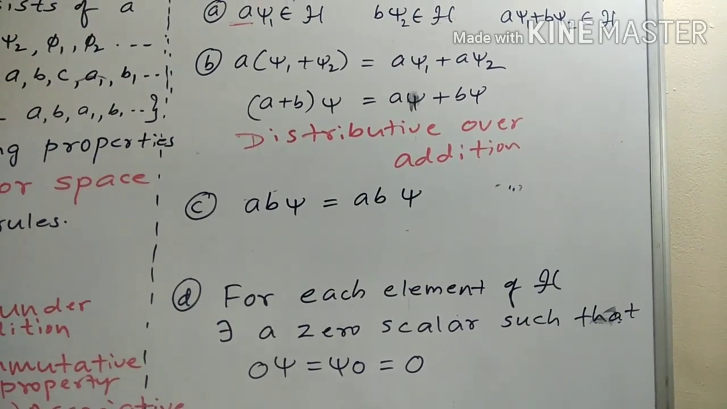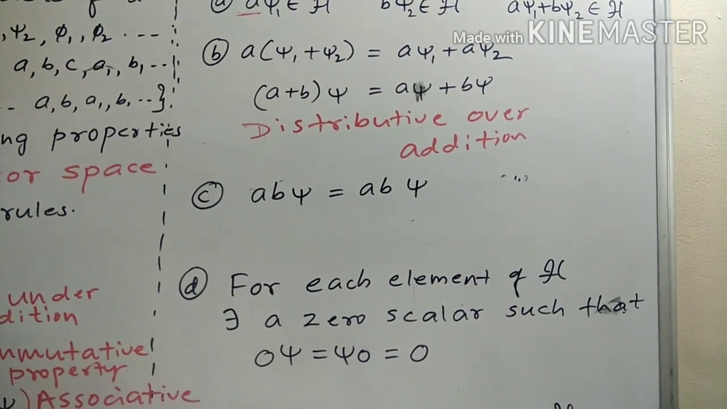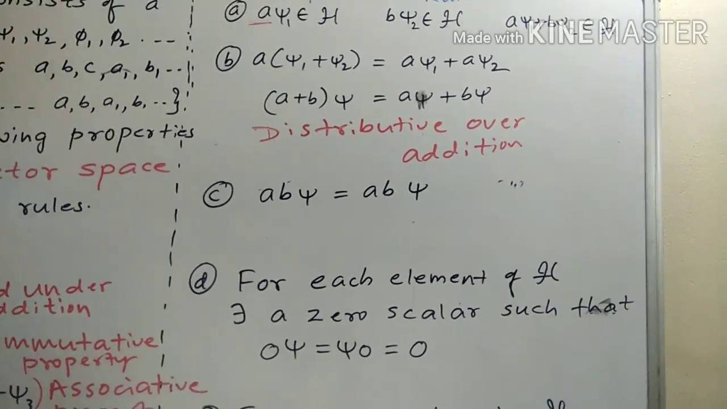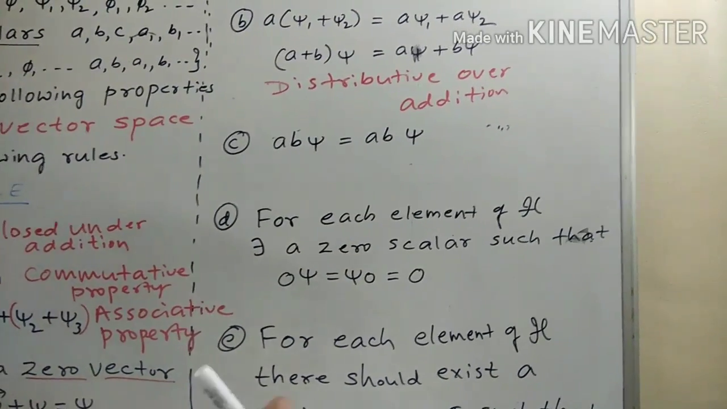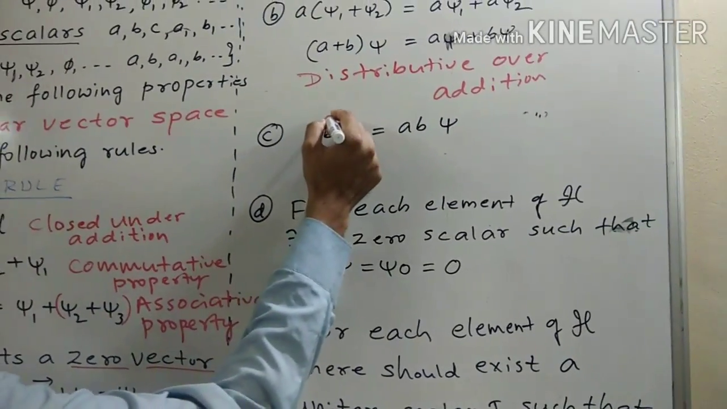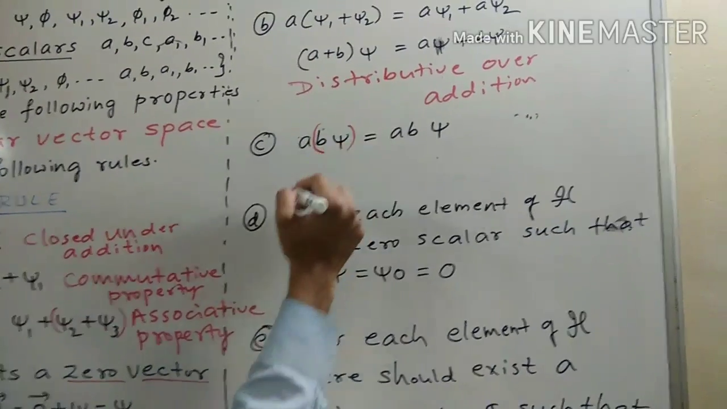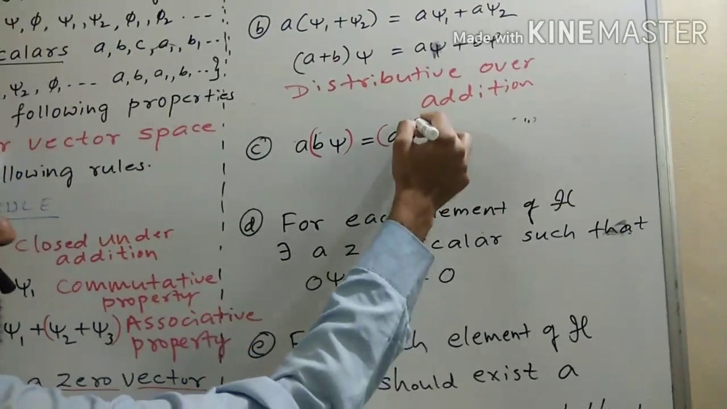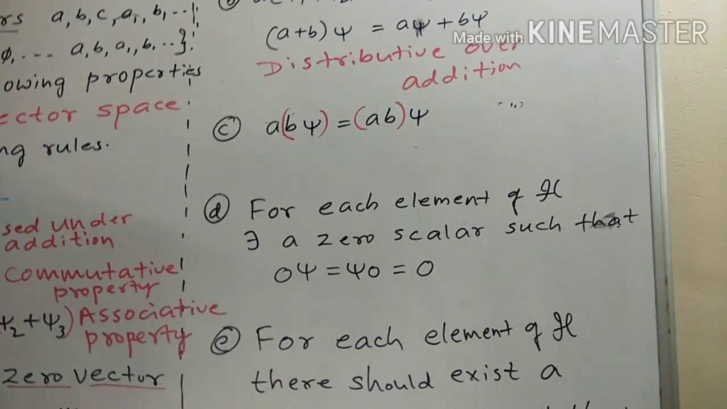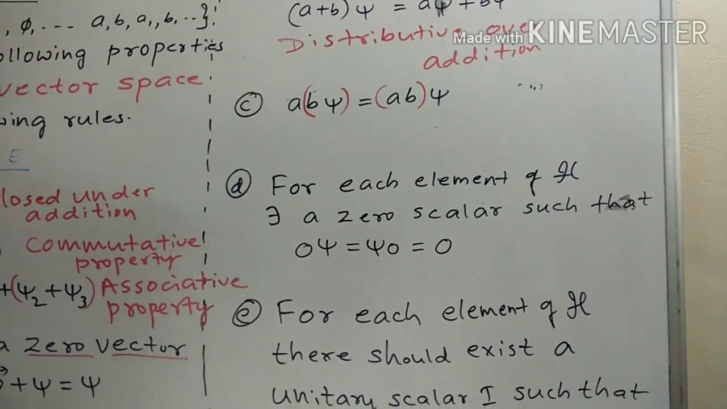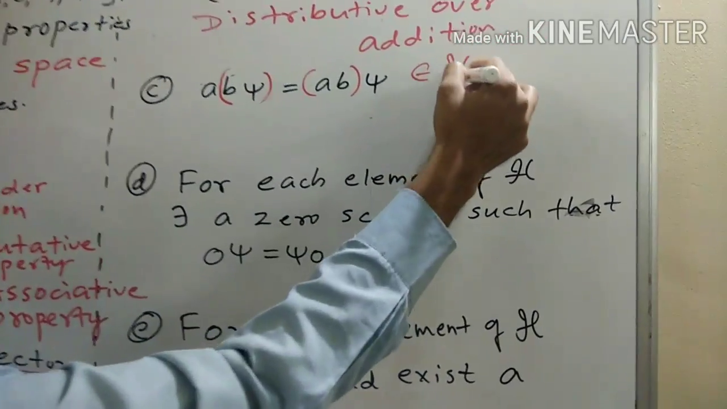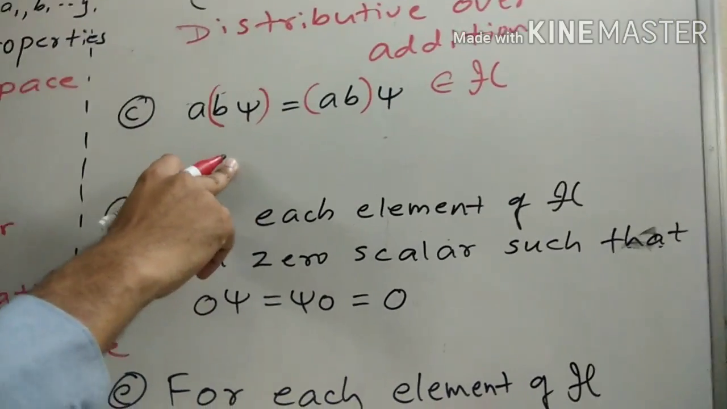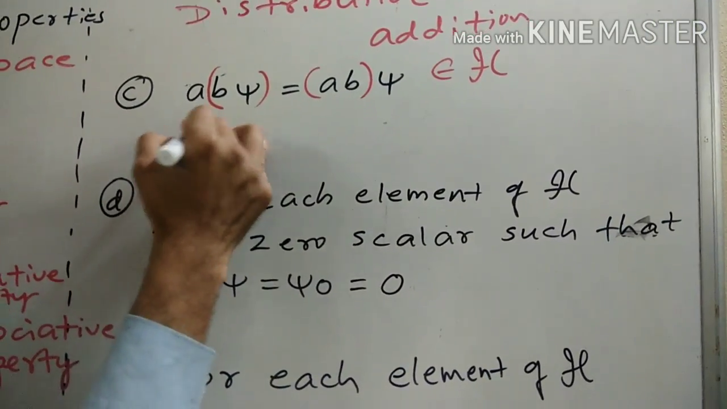The third property is, if we have two scalars A and B which are multiplied, so here, if A is multiplied with B psi, or we multiply AB and then with psi, that order doesn't matter, and whatever answer we get belongs to the Hilbert space. This property is called the associative property.